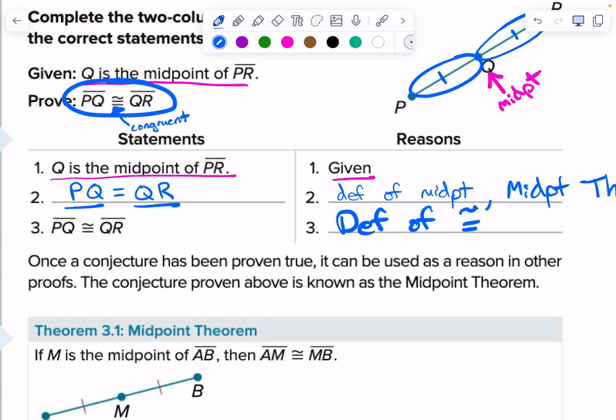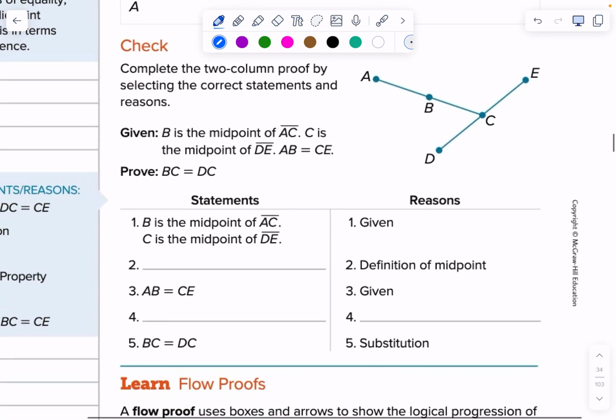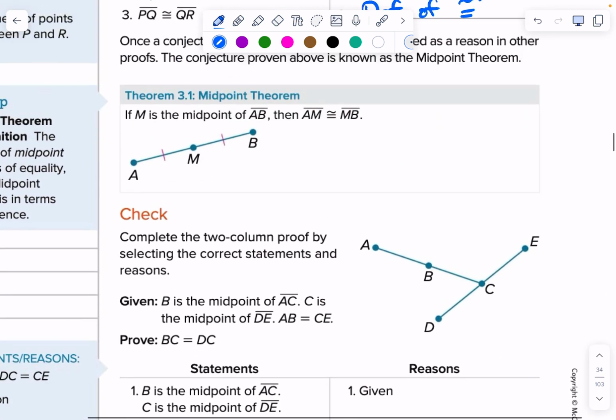Yes, sir. Will all the reasons be the definition of something? A lot of them will be, yes. Or like what you had yesterday, where it was postulate 3.7 that tells me that's why it is the way that it is, right? Or postulate 3.1, okay? Good? Flow proofs. We're not going to do any flow proofs. We will do them all 2-column style.